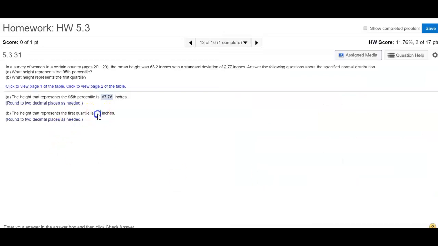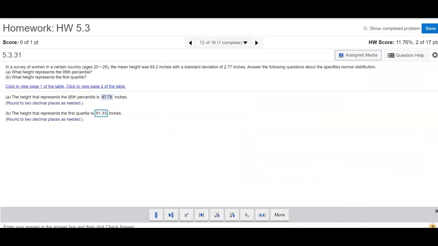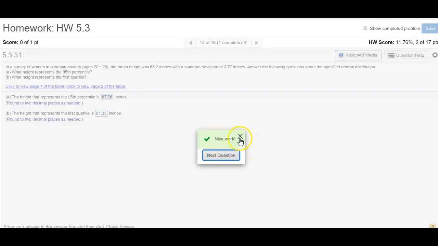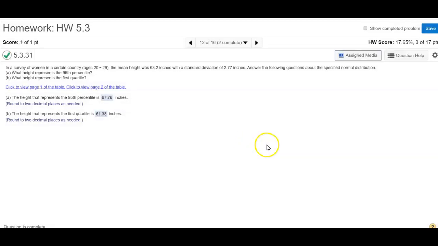And compute. And again, 2 decimal places, 61.33. So 61.33. There you go. Perfect. Okay, so please be very careful what they're asking you for. Again, if they don't specify, it's always area to the left.